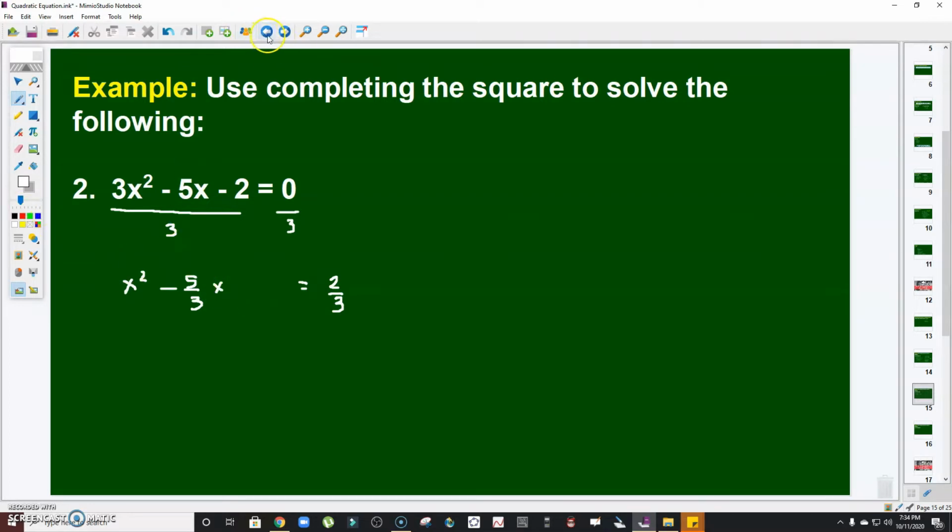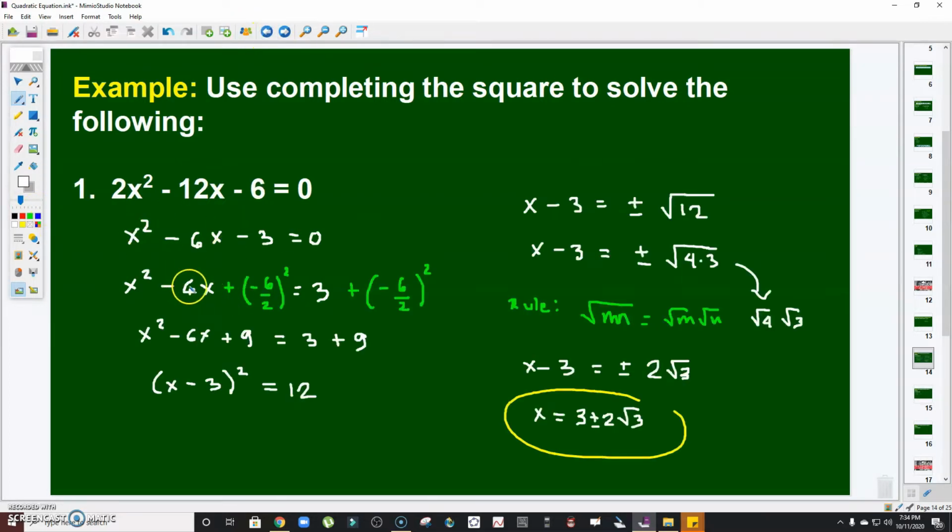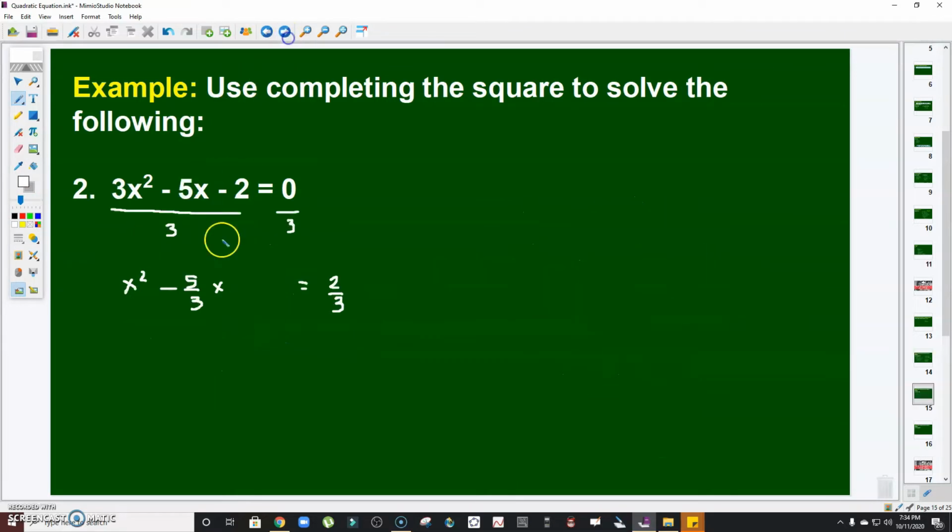Okay, so like what I did in number 1, I'm going to divide by 2, always the middle term. Negative 5/3 divided by 2, that's negative 5/6. Right? So I'm going to add negative 5/6, then square it. See that? Plus negative 5/6 to be squared. Clear? That is x squared minus 5/3 x.